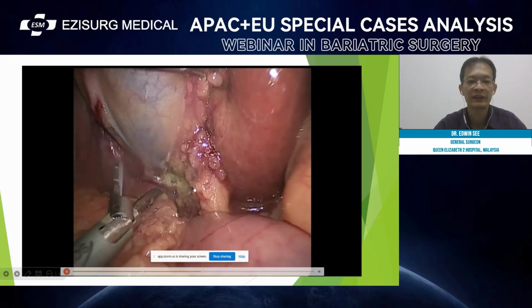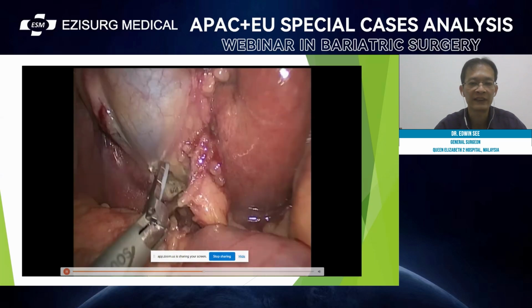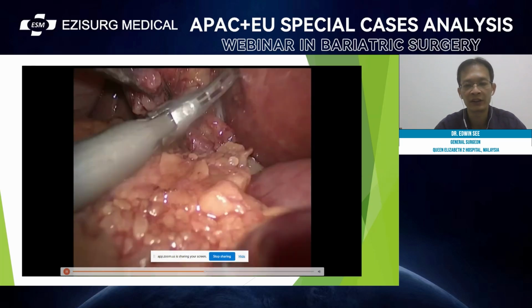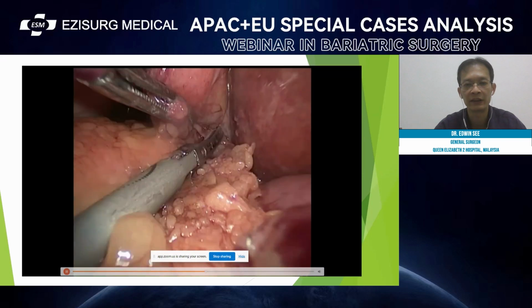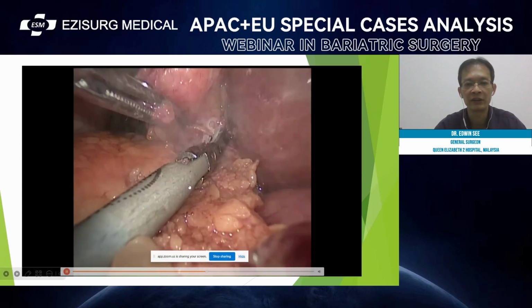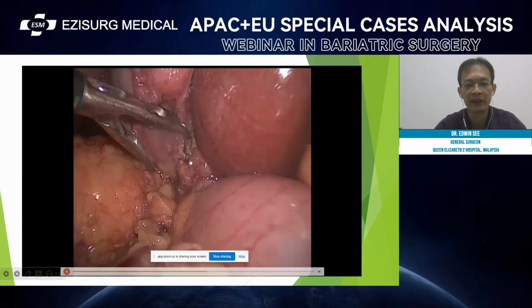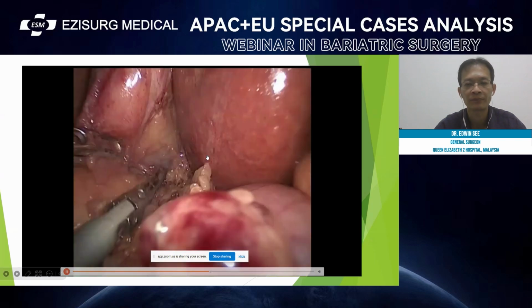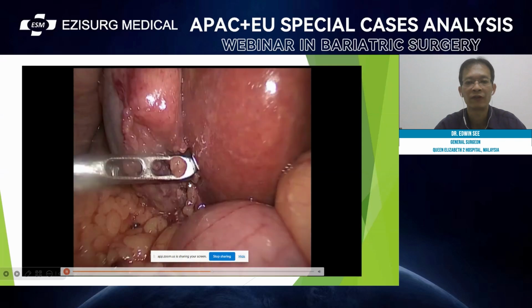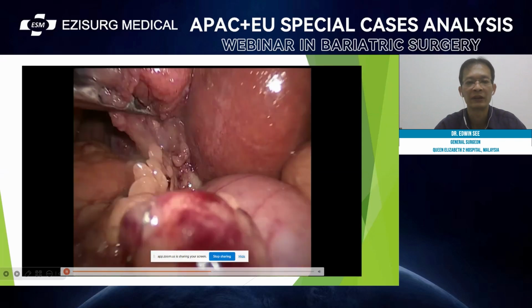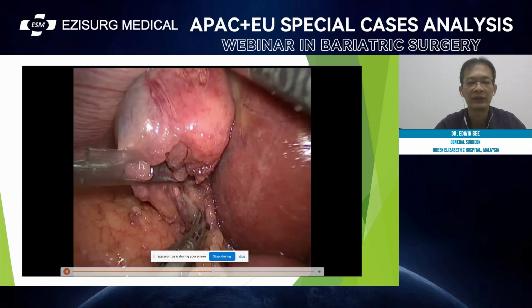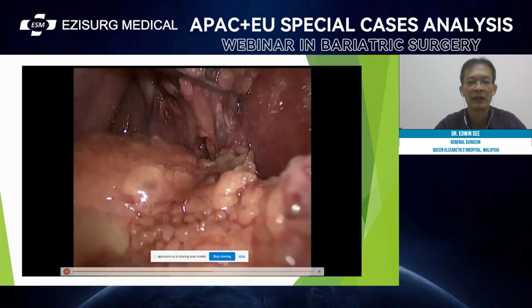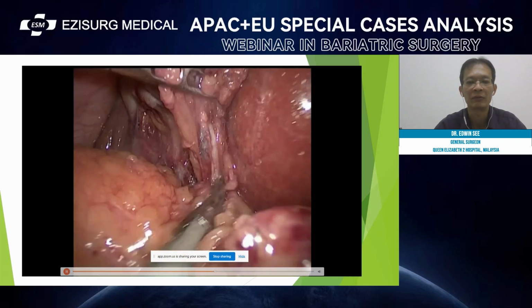The hepatocystic triangle can't be seen clearly in an obese patient because the gallbladder is distended and the liver that is enlarged engulfs the gallbladder. So the view will be much more difficult. Therefore, the dissection has to be careful in clearing off all the fat. And now I'm clearing more on the posterior view.